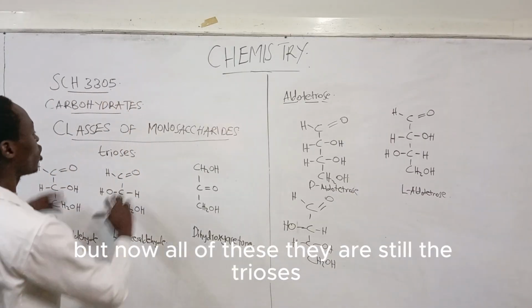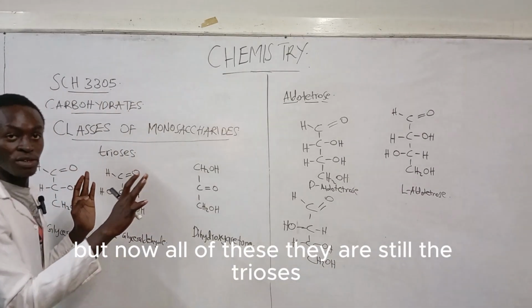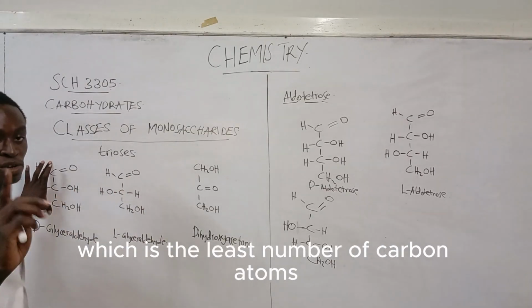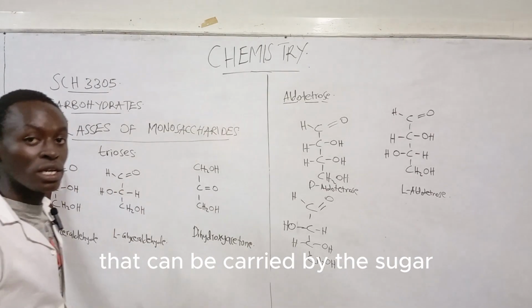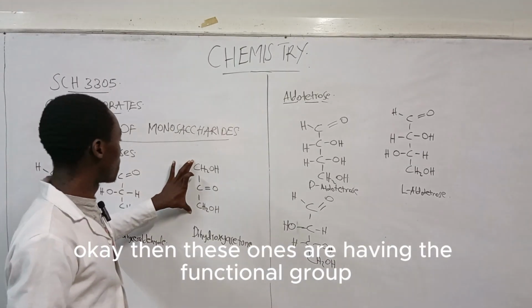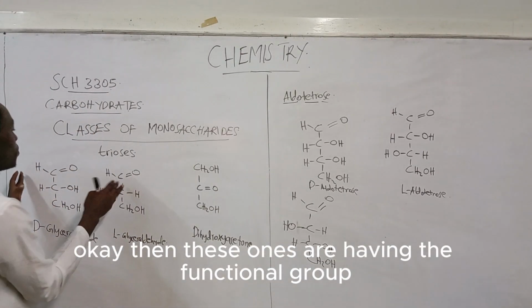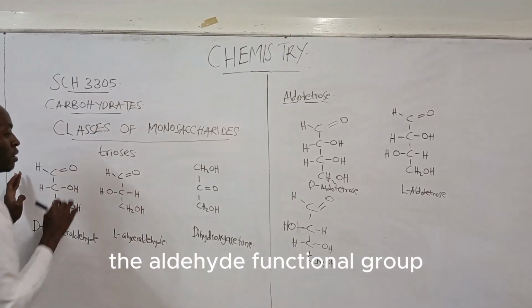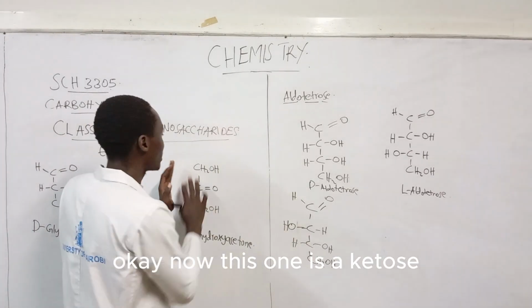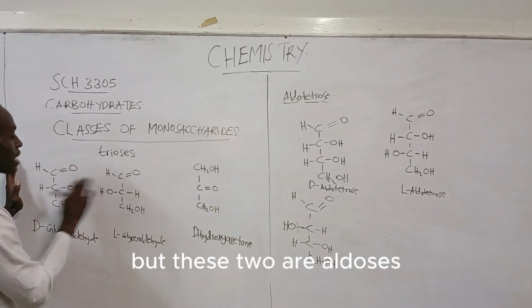But all of these are still the trioses. They have 3 carbon atoms. They are sugars with 3 carbon atoms, which is the least number of carbon atoms that can be carried by a sugar. Then these ones have the aldehyde functional group, but this one has a ketone functional group. Now this one is a ketose, but these two are aldoses.